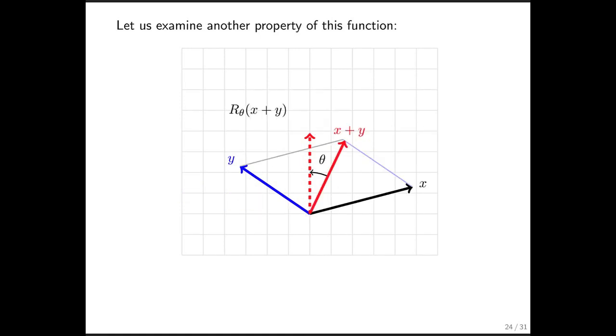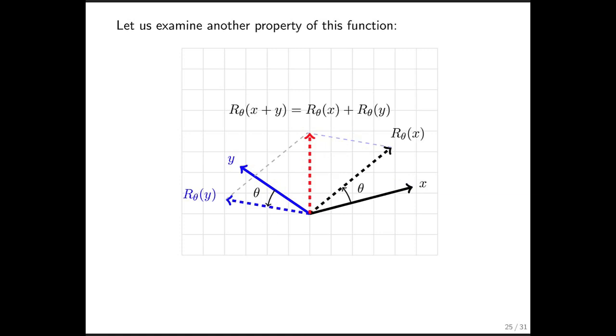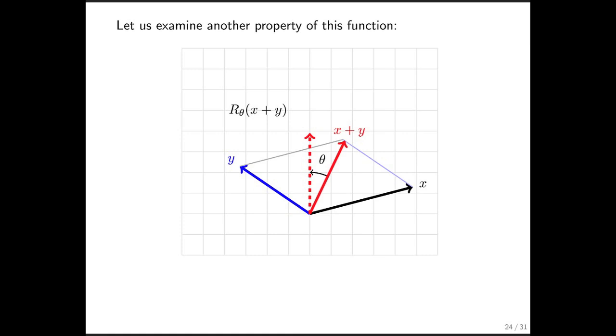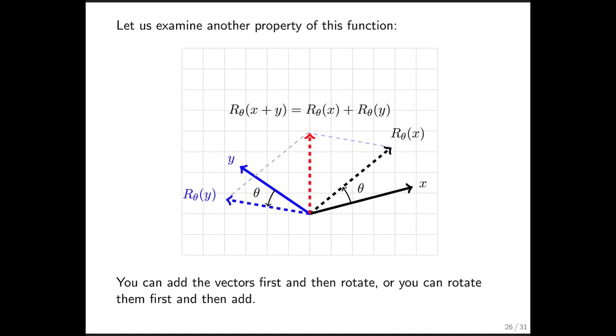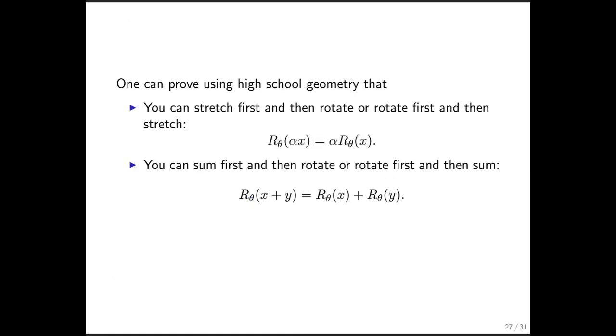Okay. So here we first add it and then we rotate it. Here we rotate first and then we add. And we can go back and forth. Either way, we get the same answer. So, what we notice about rotating vectors is that you can add the 2 vectors first and then rotate, or you can rotate them first and then add. Now, it could of course be that this is simply because of the specific examples that I chose. However, you can use high school geometry to show that you can stretch first and then rotate, or rotate first and then stretch and get the same answer.